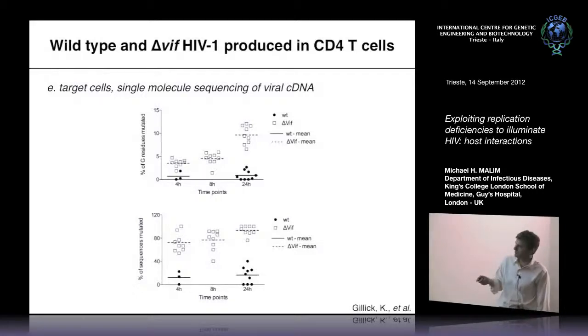Also, the percent of sequences mutated. In the absence of Vif, you end up with almost 100% of sequences mutated. Even in the case of wild-type virus, that is a virus that has Vif and very little APOBEC proteins around, you do see a small number of mutated sequences.